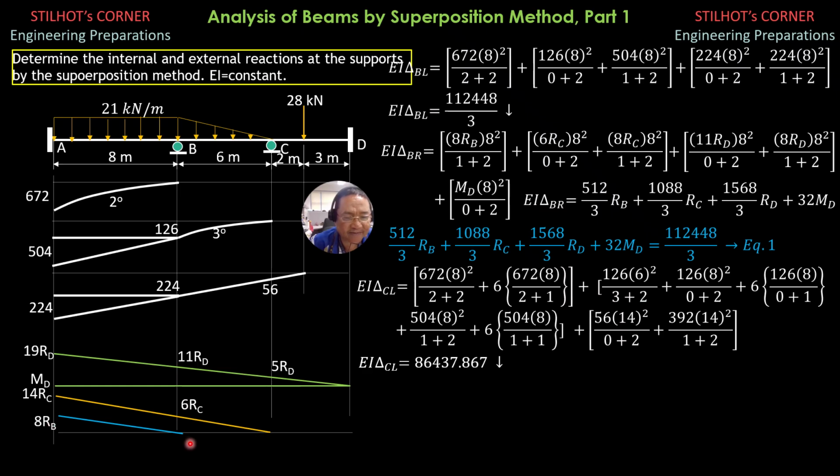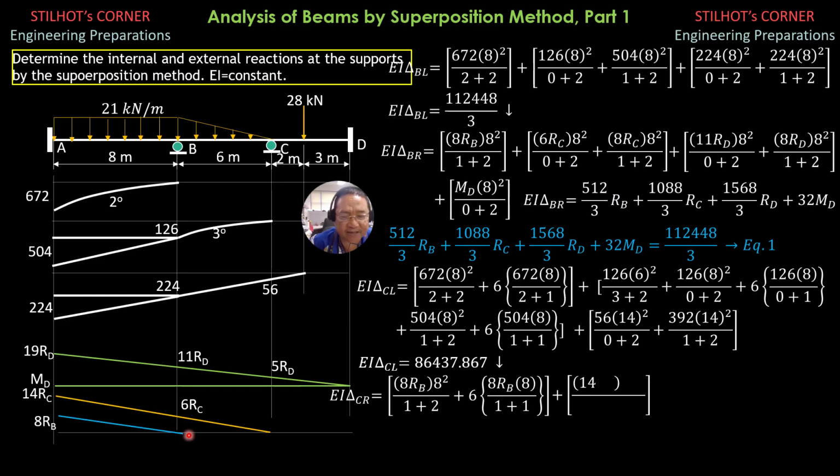Then for the reaction, let's begin with this deflection and additional slope. So EI delta C due to the reactions is 8RB 8 squared over first degree plus 2, that's reaction, plus 6 times 8RB, then length 8 over first degree plus 1 for the slope. So for this loading, it is 14RC, 14 squared. Due to reaction at C, it will only produce direct upward deflection. So 14RC times 14 squared over first degree plus 2.